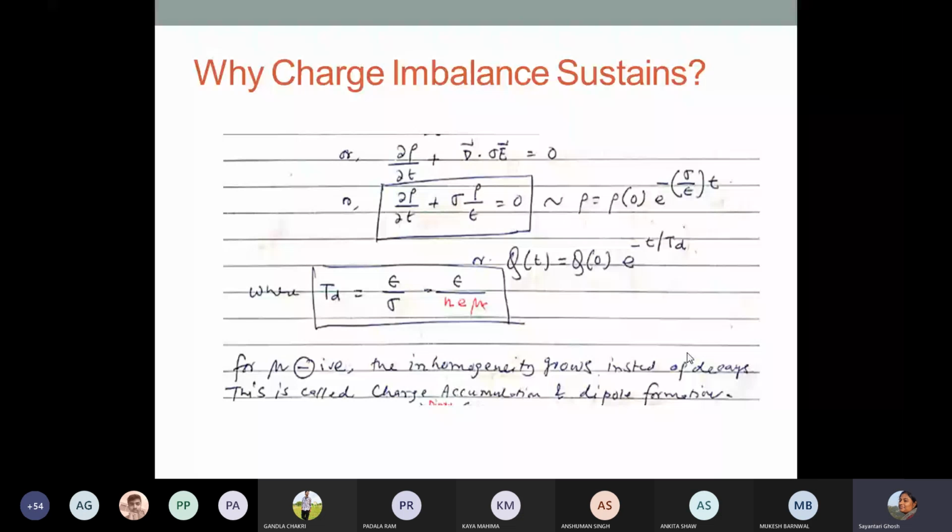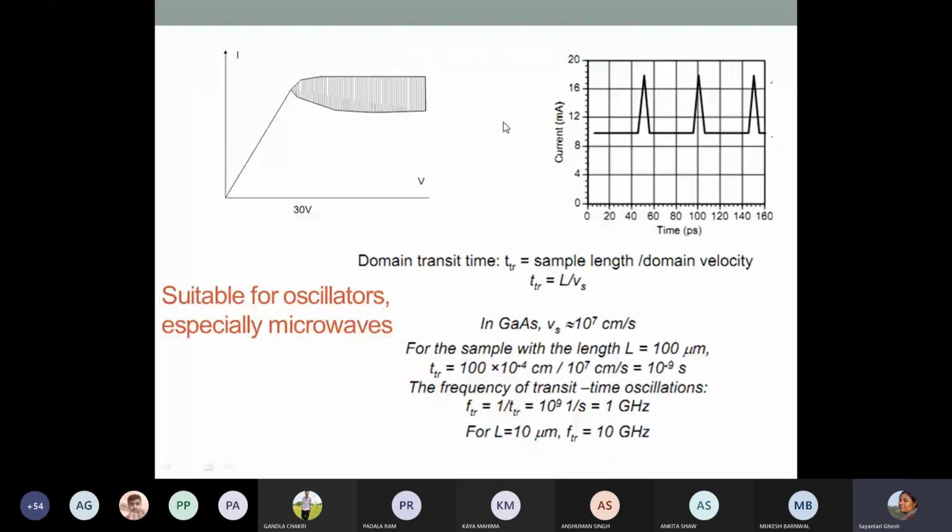Because of the charge accumulation only, you have these spikes arising where the current suddenly increases at a particular point in time, then again falls down to zero, then again suddenly increases, and then again falls down to zero. And this periodicity depends on how long that particular device is, right? Because the domain that got formed in the device has to travel the entire length of the n-type material to meet the battery on the other side. So that is why it depends on how long this material is.